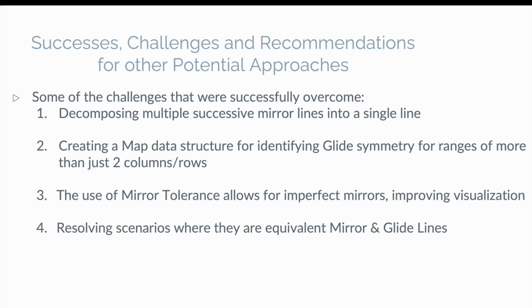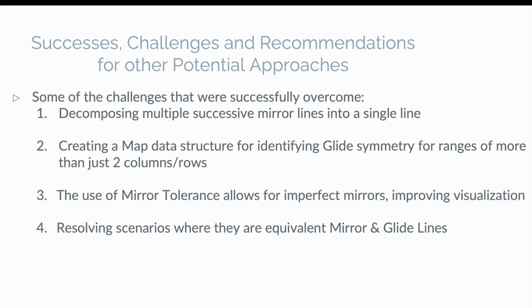Some of the challenges that were successfully overcome were decomposing multiple successive mirror lines into a single line. Initially, when this piece of code did not exist, there were huge blocks of consecutive mirror lines and glide lines which covered all the white space of the image, and defeated the purpose of this algorithm. Therefore, I created code which detected successive mirror or glide lines, and then positioned them at the average of all those values, essentially decomposing them into a single line.